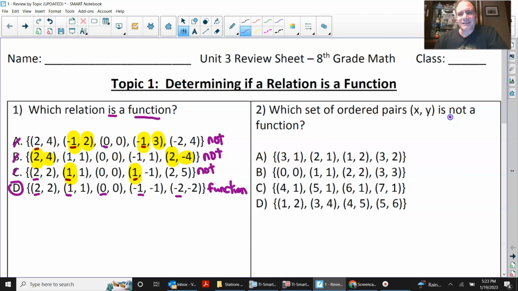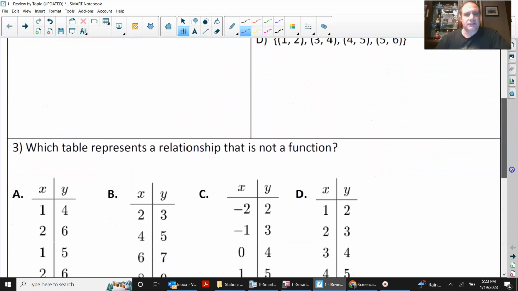Which set of ordered pairs is not a function? So you're looking for an x that repeats going to different y's. So we have 3, 2, 1, 3. 3 repeats and goes to a different y. This 3 is attached to 1. This 3 is attached to 2. That is not allowed. Every x must have its own y. This is not a function, and that is the answer. No need to check the other relations.